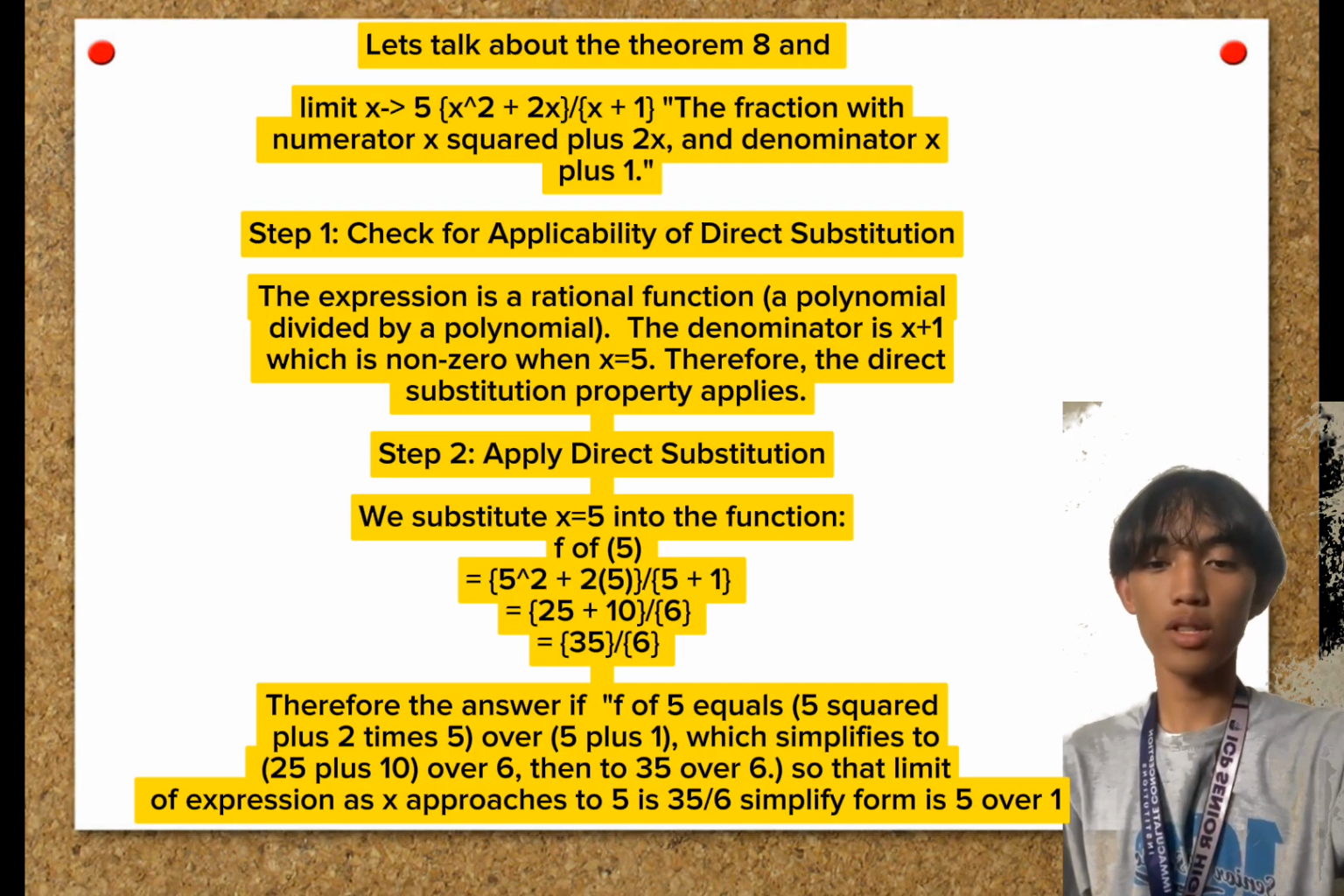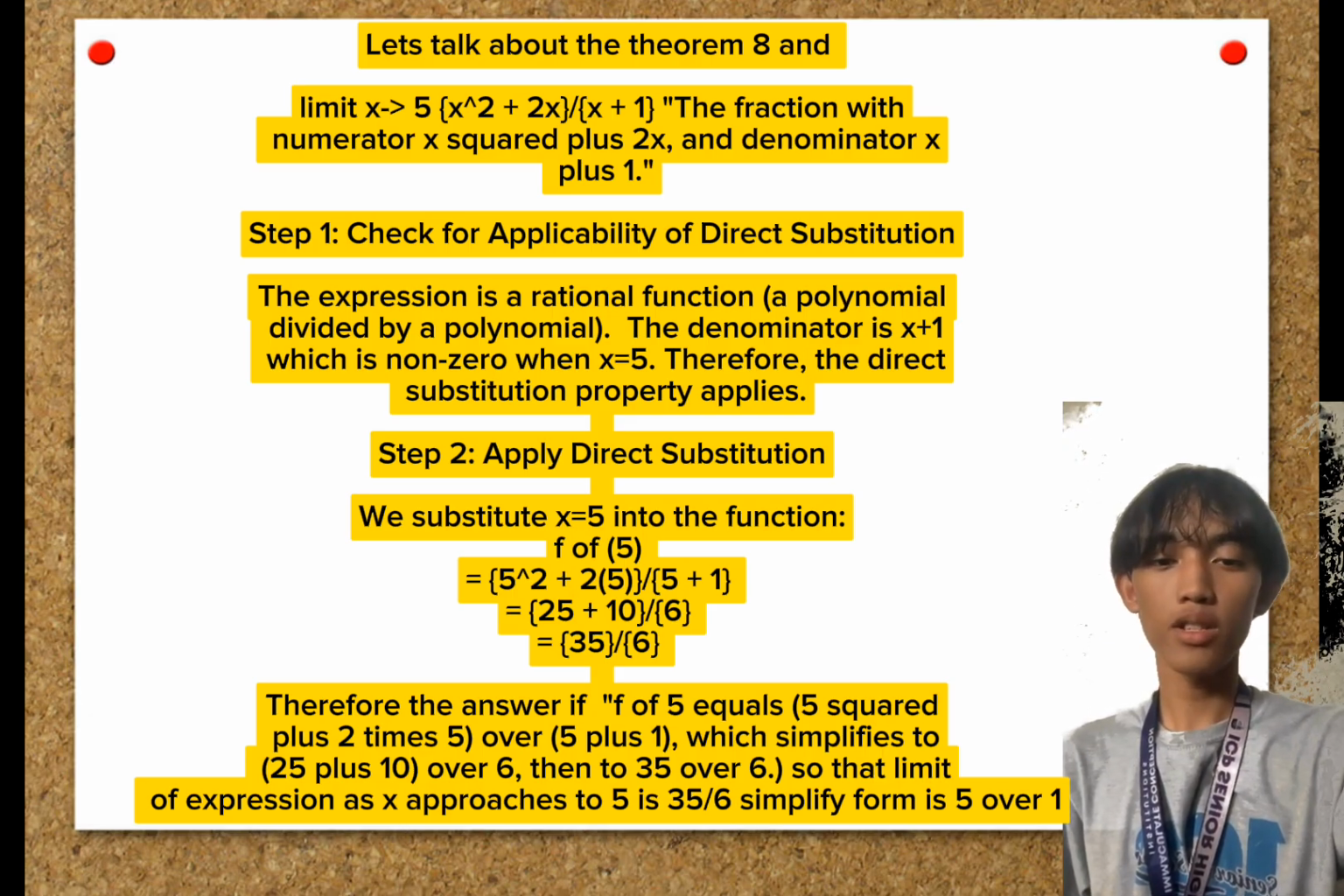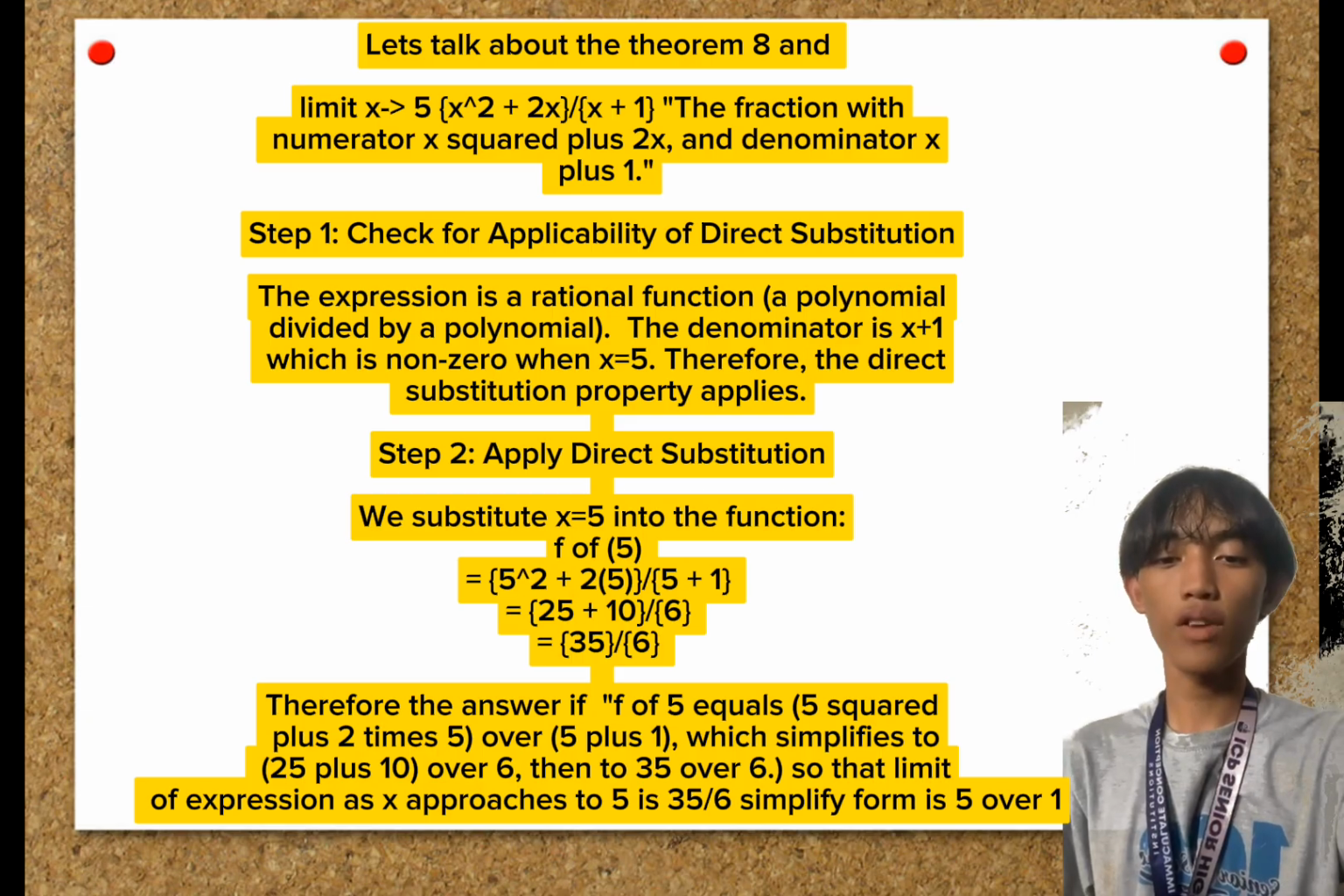f of 5 equals the fraction with numerator 5 squared plus 2 times 5 and denominator 5 plus 1. This simplifies to the fraction with numerator 25 plus 10 and denominator 6, which further simplifies to 35 over 6.